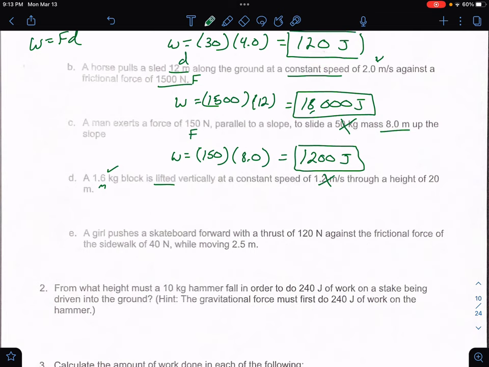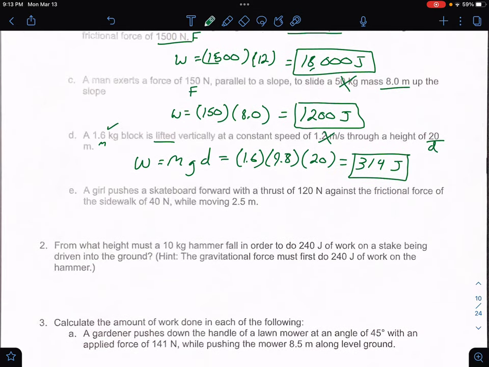Okay, and it lifts through a height of 20 meters. So there is your distance right there. Remember, if we're lifting something, force equals mass times gravity. So that's the same thing as saying work equals mass times gravity times distance. So mass would be 1.6 kilograms, gravity would be 9.8, and your distance would be 20 meters. Multiply all those out, and you get 314 joules.